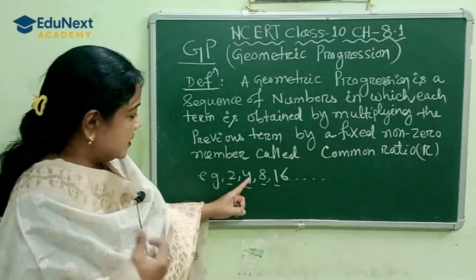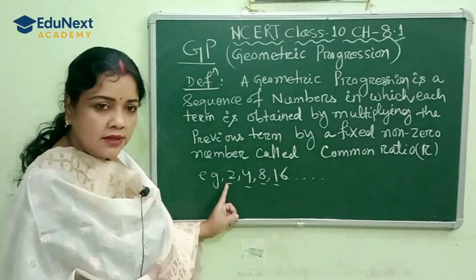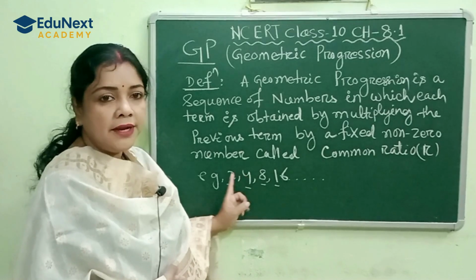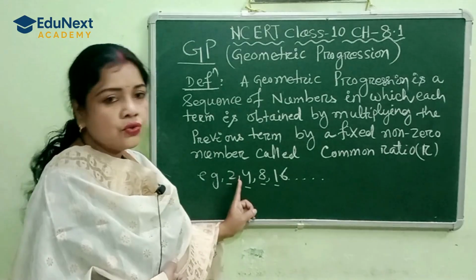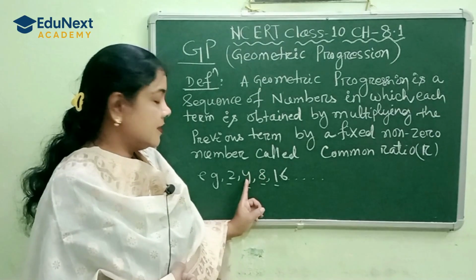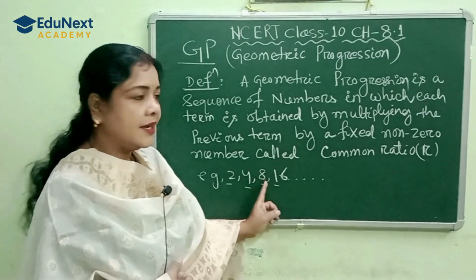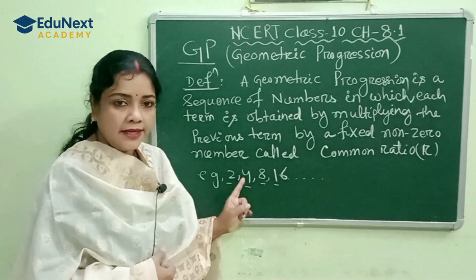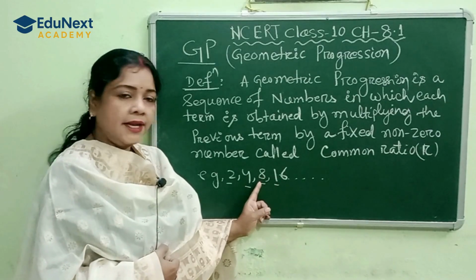Suppose 2 is the first number. The second number is 4, so it is the first term 2 multiplied by 2, that means 2 into 2 is 4. Similarly, 8 is obtained when I multiply the same common ratio 2 with 4. Alternatively, dividing: 4 by 2 is 2, 8 by 4 is 2, 16 by 8 is also 2.